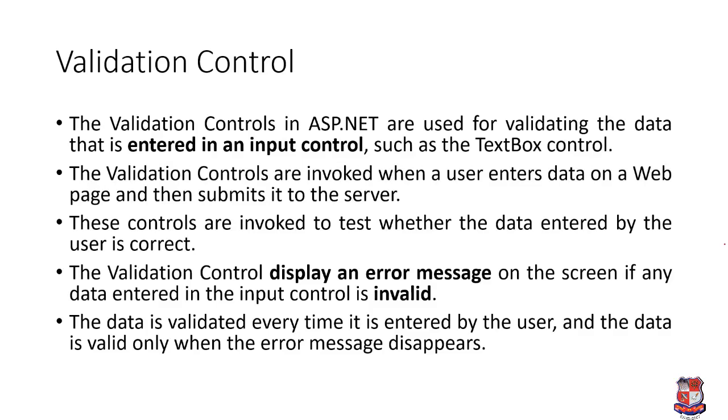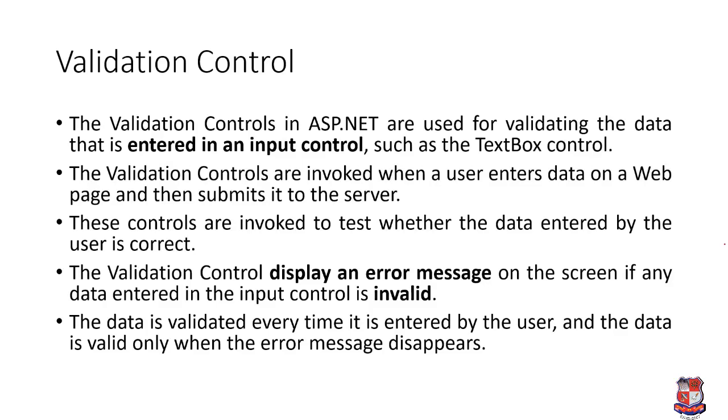These controls are invoked to test whether the data entered by the user is correct or not. The validation controls display an error message on the screen if any data entered in the input control is invalid. If we enter invalid data into our input controls, then the validation control gives an error, and that error is displayed on our display.